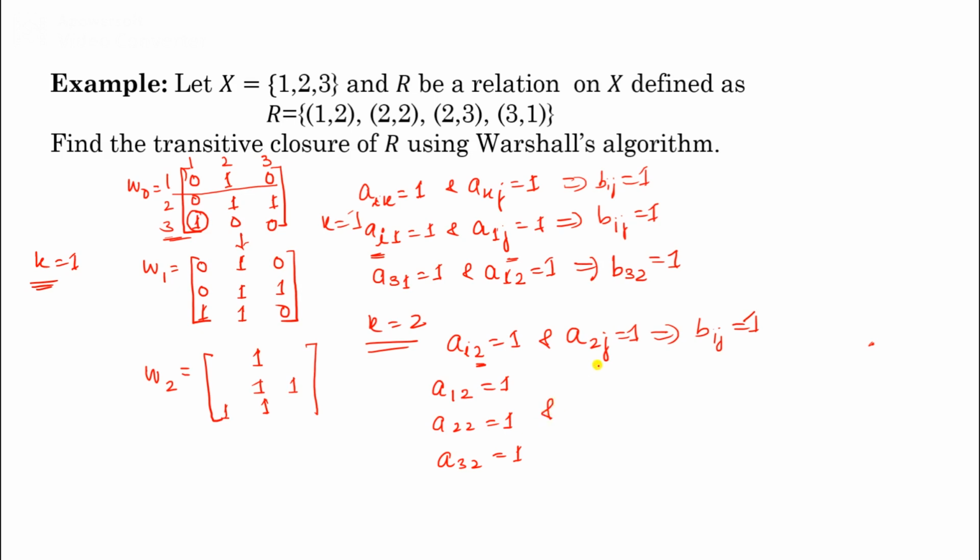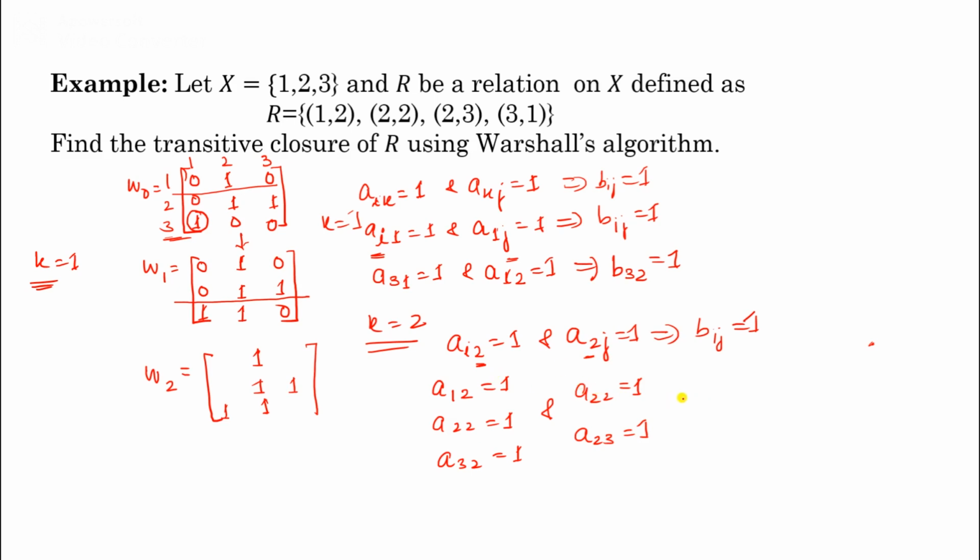Now A2j equal to 1 means in the second row we have to find the jth column. In the second row we have to find the value of j. So two values of j are there, one is 2 and another is 3. So we can write A22 equal to 1 and A23 equal to 1. So here we have two values of j.